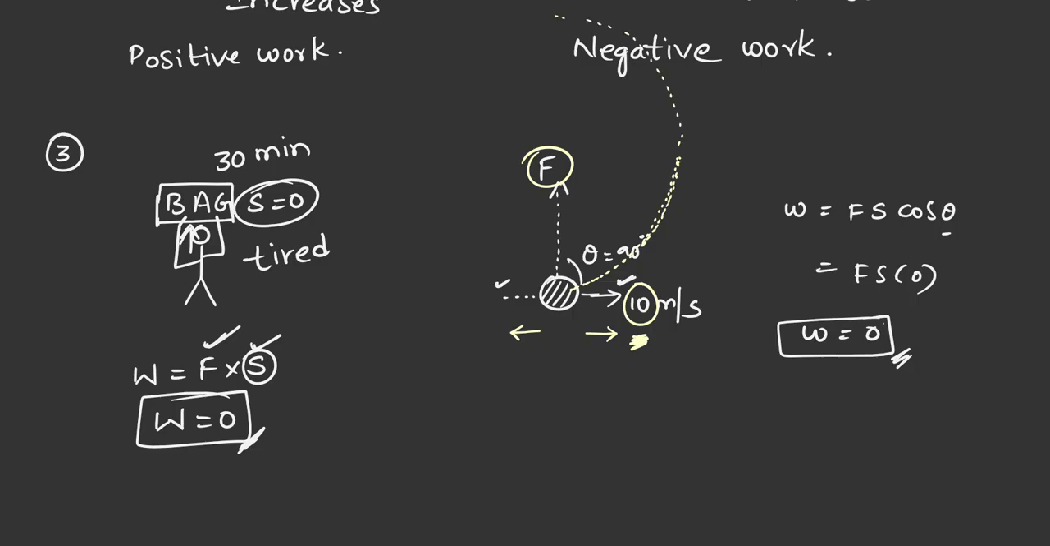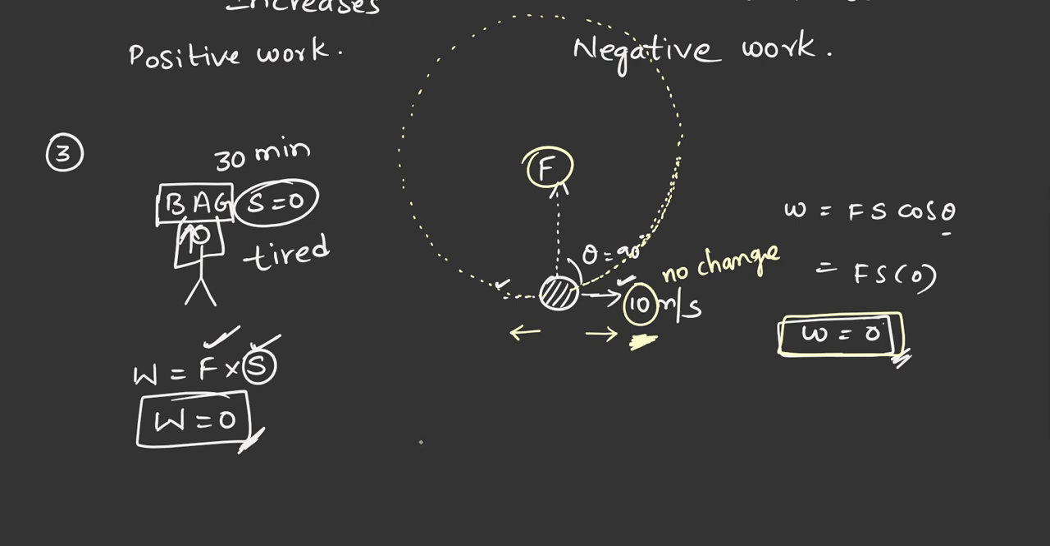So what does a perpendicular force do? A perpendicular force neither increases the speed nor decreases the speed, but simply changes the direction of motion. If it increases the speed, positive work. If it decreases the speed, negative work. But it is neither increasing the speed nor decreasing the speed, but just changing the direction. There is no change in speed. There is no work. That's why work done is 0.